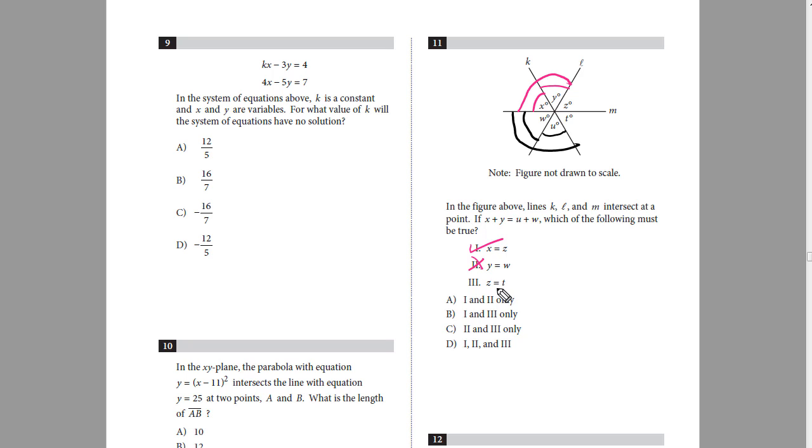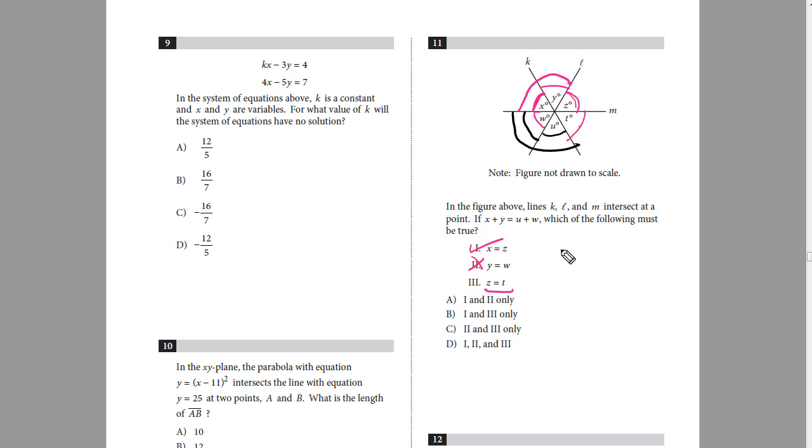Now the third one, z is equal to t. Over here it says that z is equal to t, t is equal to x, and z is equal to w. So in this way x will be equal to w.